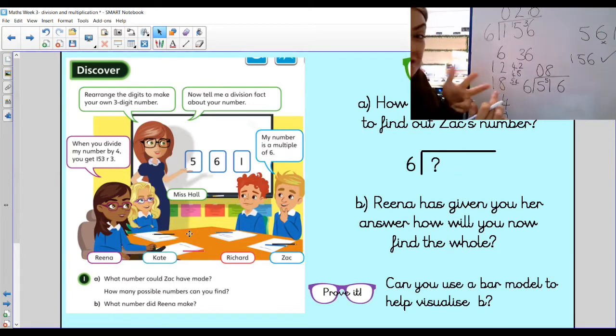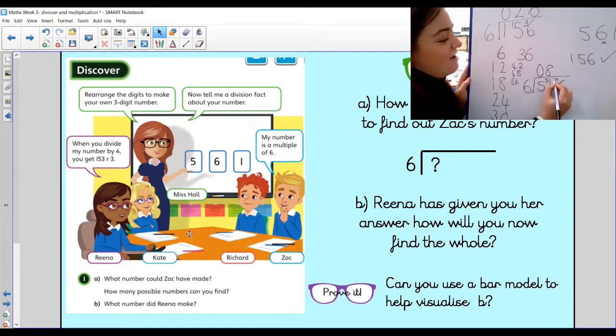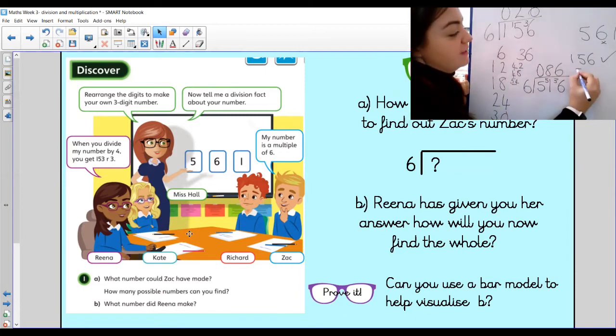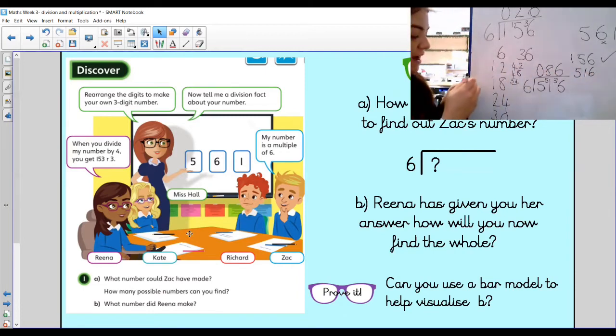49, 50, 51. Yeah, that will leave me with 3. And there is my 6. Okay, so the 2 answers you could have got were 156 and 516. If you found any more, please do send them to me, because I will be very interested to see how many we can get between us. There's 2. Just see if you could find any more.